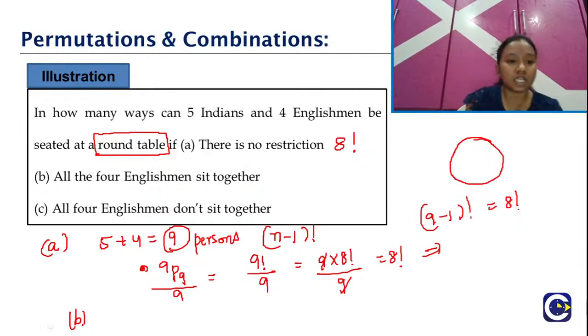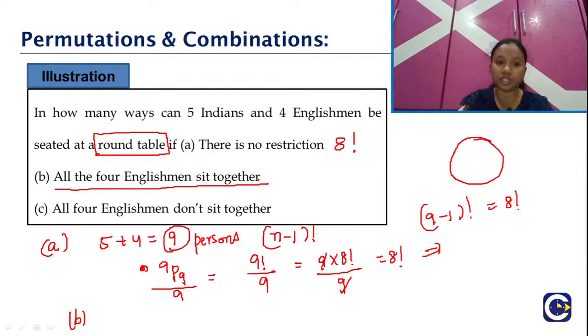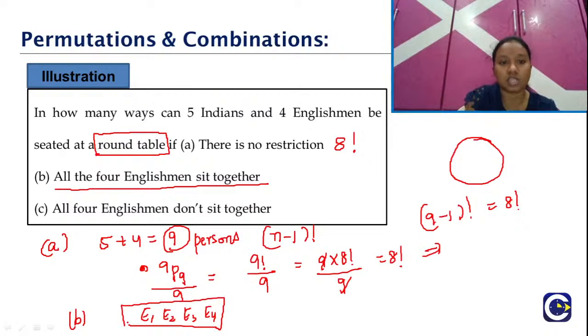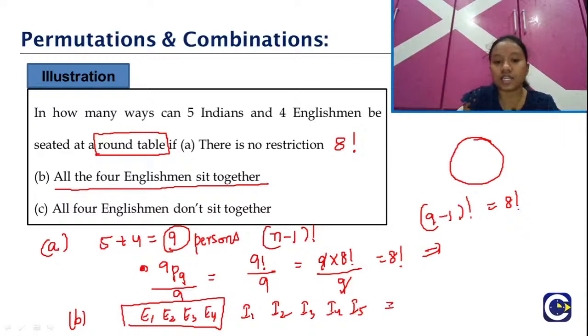Let's go by the second one: the number of ways so that all the 4 Englishmen sit together. We have already seen in regular linear permutation that when we talk about sitting together, they must be taken as a single block. So all these 4 Englishmen, E1, E2, E3 and E4, let them be taken as a single box. And the others, we are having 5 Indians, I1, I2 and so on. So how many do we have? 5 plus 1, 6.